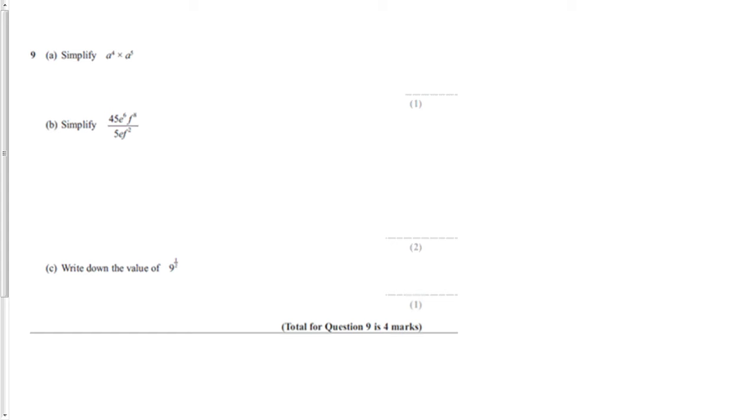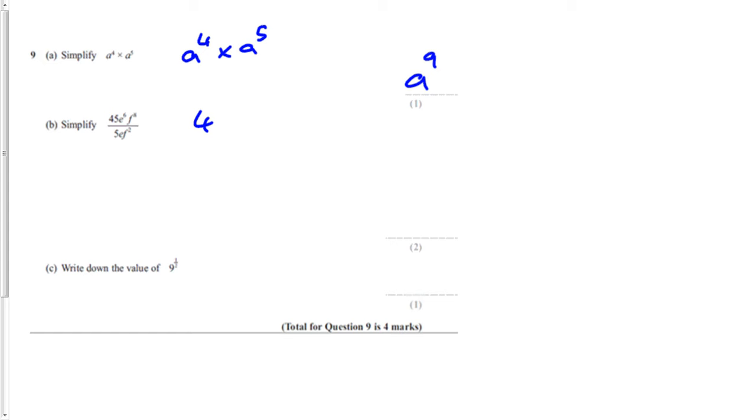Now this one isn't very clear on here, but it's a to the power of 4 multiplied by a to the power of 5. Now when you multiply, what we need to do is add the powers together. So we're going to get a to the power of 9.